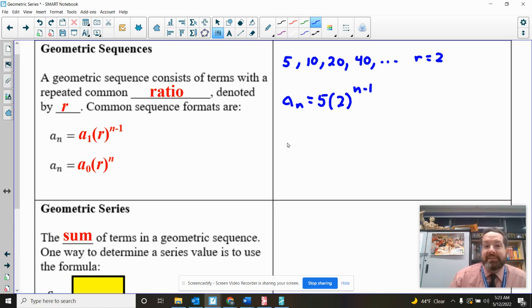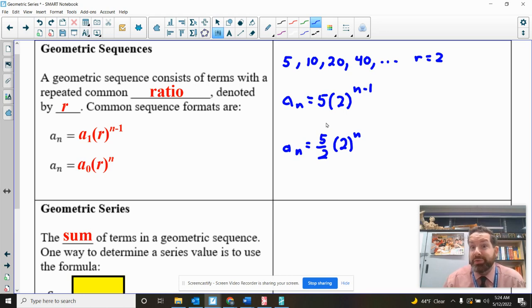No reason, though, that you can't also do a 0th term. Now, here's the thing. There's no 0th term listed. So you kind of have to imagine what it would look like if you went backwards one more step. So notice that each time you move left, you're doing the reverse of multiplying by 2. You're actually dividing by 2. So 40 divided by 2 is 20. 20 divided by 2 is 10. 10 divided by 2 is 5. And 5 divided by 2 is 2.5.